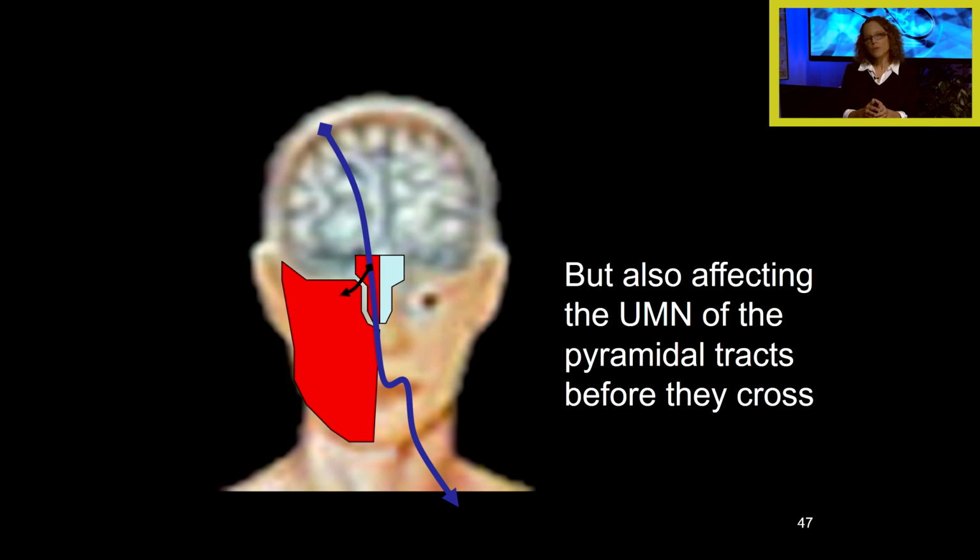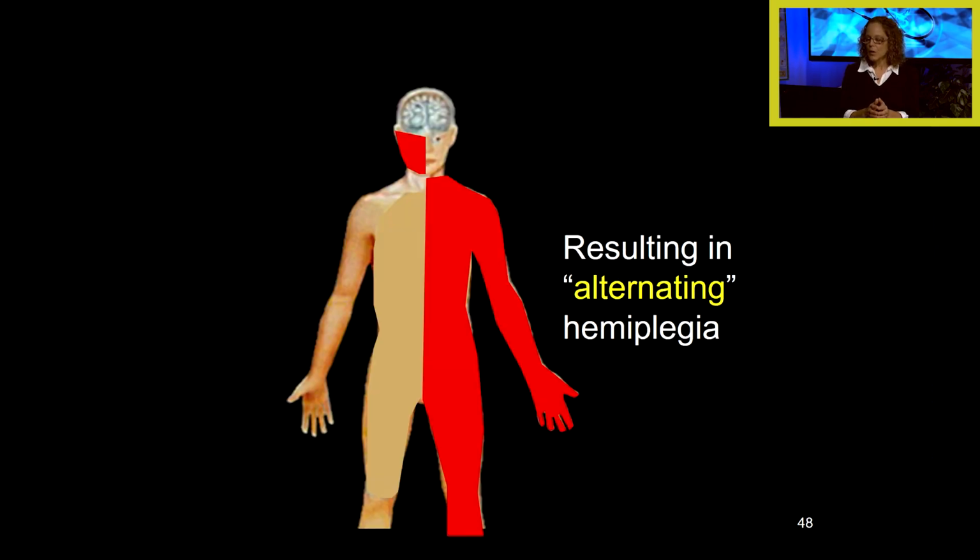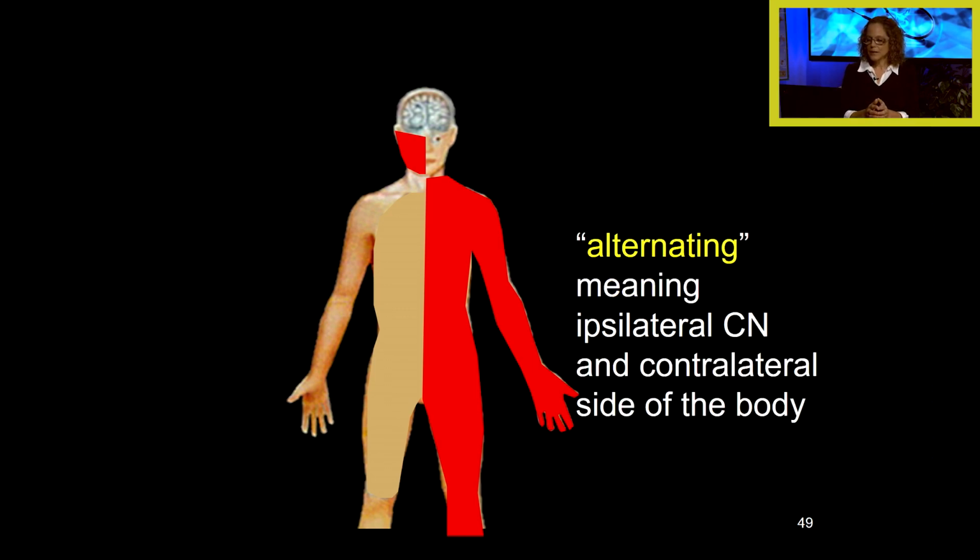So again, you'll have to refer back to our intro to neuro lecture where we talked about the pyramidal decussation and the crossing. And so if this happens, we can have alternating hemiplegias where we might have some paralysis on one side of the face and the opposite side of the body. So alternating meaning ipsilateral and contralateral side of the body. Okay, so I'll give you a second to just think about that.